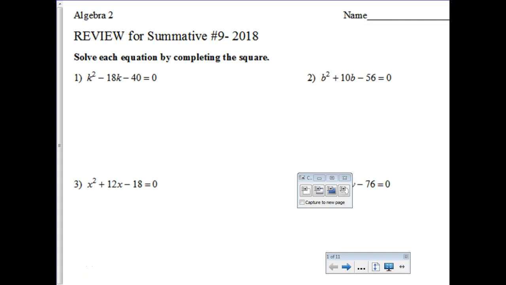Okay, so our review for summative number 9 is a little lengthy. There's a lot of examples of the same kind of questions. So in this video, I'm just going to go over an example or two of each kind, and then I'm going to leave some extra ones for you to practice. I believe the answer key is attached to the back of your review packet, so make sure you're checking all your answers. There's no work on the answer key, so make sure if you have questions you come in before your summative.